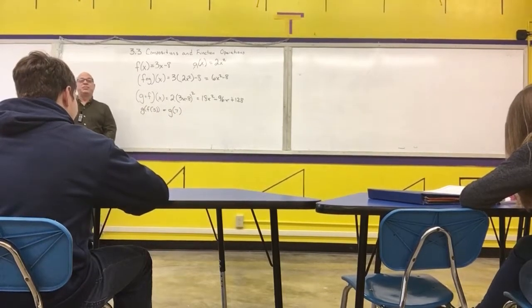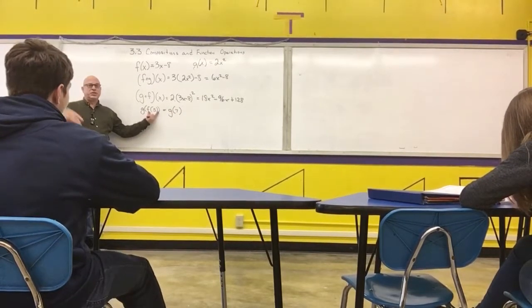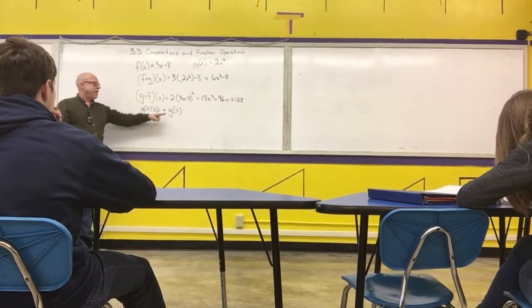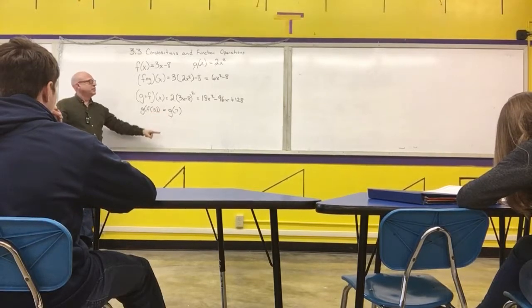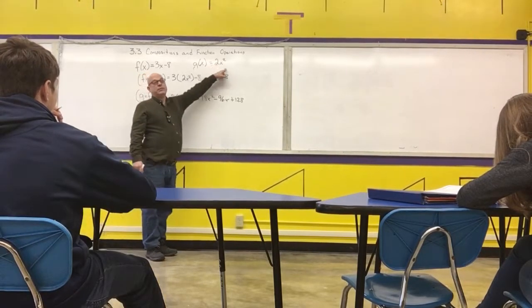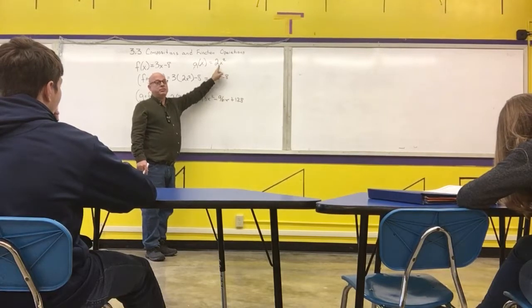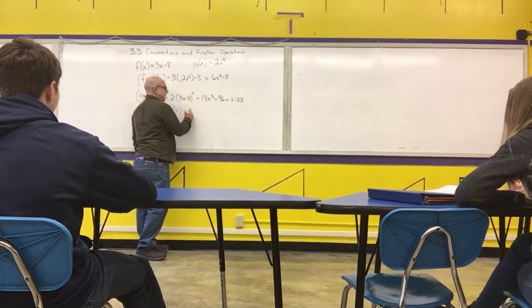If you want to do it this method, just do what's in the parentheses first. f of 5 is 15 minus 8, which is 7. Now I want to know what g of 7 is. That means 7 in here. 7 squared is 49, times 2, 98.